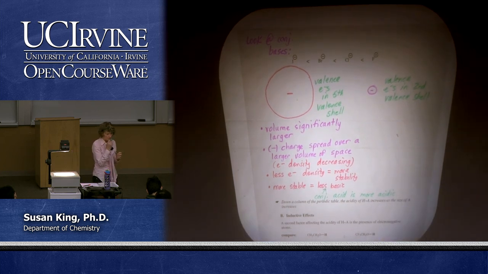So this effect becomes so much larger than the effect of electronegativity. So it's not like the electronegativity isn't there, it's just that this effect is much larger. And you saw that when we did the dye in those two containers, and we put one drop in the larger volume, it was spread out, it was a lighter color. That's going to make that more stable. And so the fluoride would be an even bigger extreme. The fluoride would be all concentrated in that one space. So that's going to be less stable. So down a column of the periodic table, the acidity of HA increases as the size of A increases.